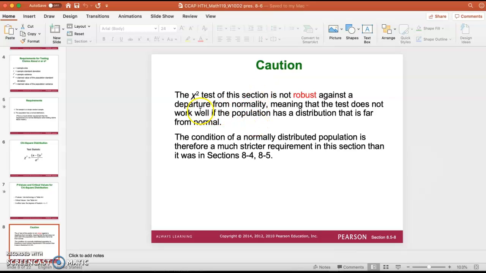Now, a quick caution. The chi-square test of this section is not robust against a departure from normality, meaning that the test does not work well if the population has a distribution that is far from normal. So again, we need to make sure we have a normal population, not like we did with the hypothesis test for means.